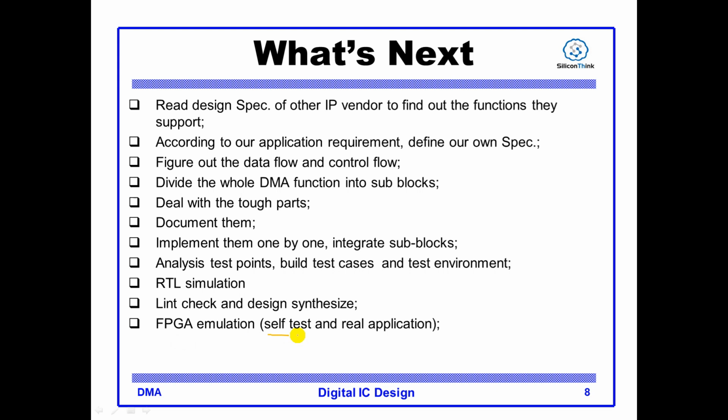First, we may do self-test. That is, we just test the function of the DMA block. After this, we may put it in a real application, such as the Plants vs. Zombies 2D game. If lucky, we pass all the steps, we can release the IP. At this time, we will cheer and take a vacation.